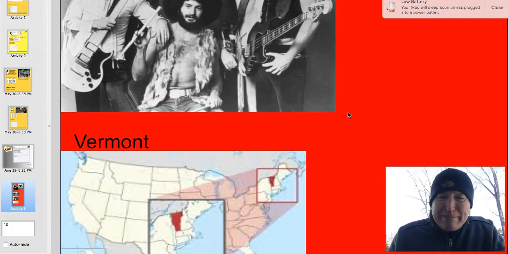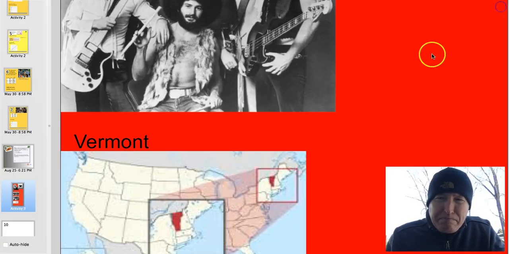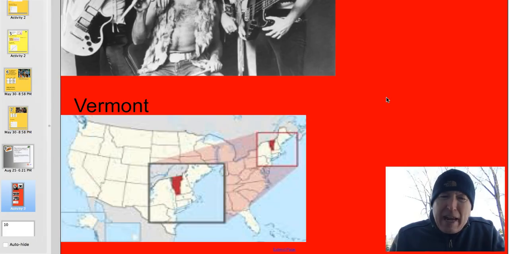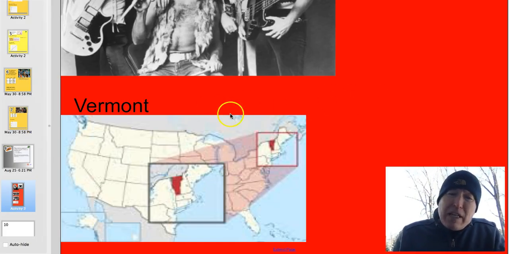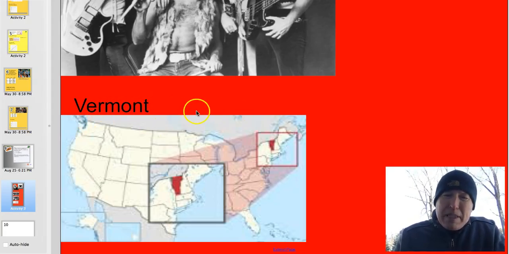Vermont was not a band. It's a state, as a matter of fact. Looks like my battery's going to die. It's so cold out here too. Vermont is a state. Actually, the word Vermont means green mountains. Kind of translated from French. Vert means green. Mont means mountain. Vermont, green mountains up here in New England.